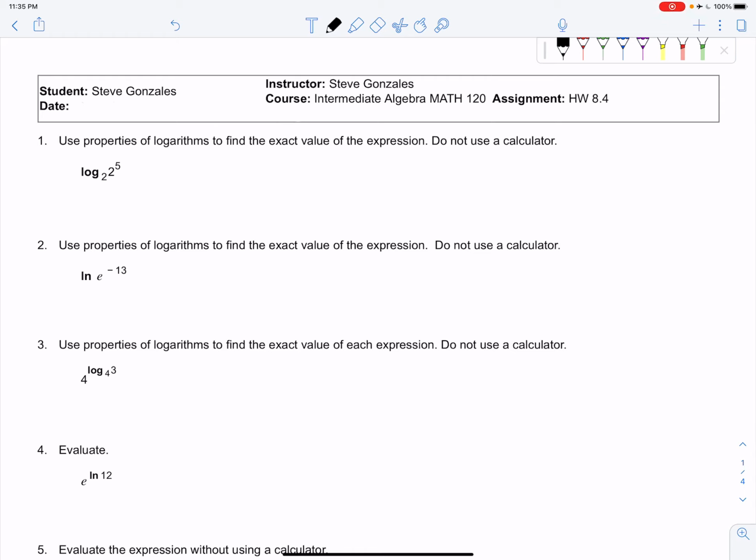Hello, Math 120, and this is Professor Gonzalez, and I'd like to do some problems from Homework Section 8.4. Now, 8.4 comes from a section called Properties of Logarithms.